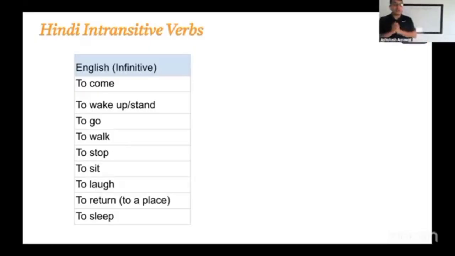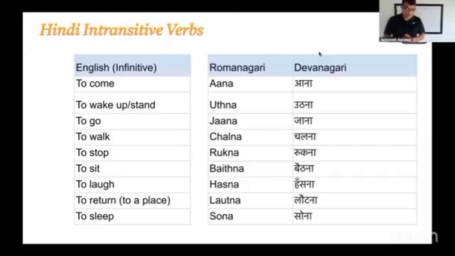Right. So we'll quickly go over and brush up these verbs, and I'm going to quiz some of you to tell me what these are in Hindi. Okay. To come is ana, to wake up or to stand is uthna, to go is jana, to walk is chalna, to stop is rukna, to sit is baithna, to laugh is hasna, to return to a place is called lautna, and to sleep is sona. They are intransitive verbs.